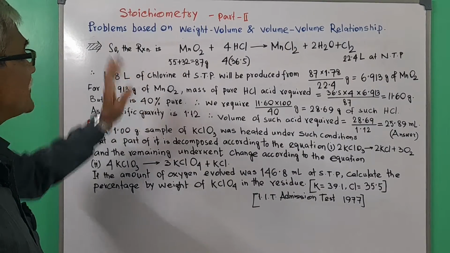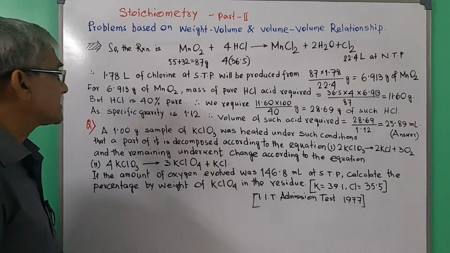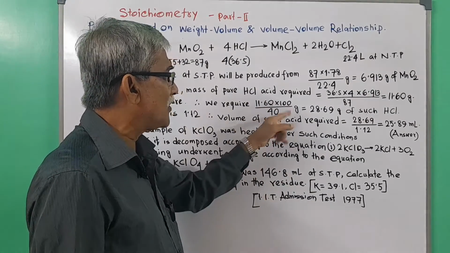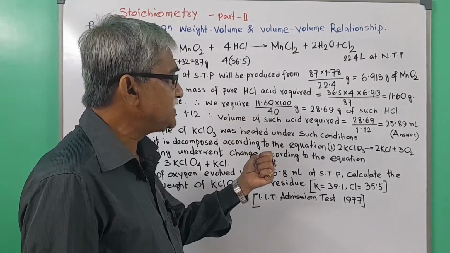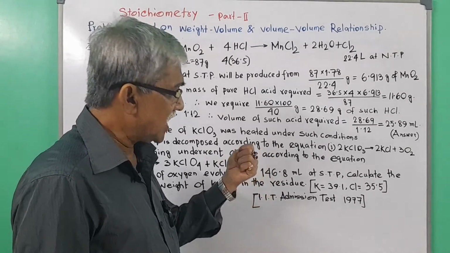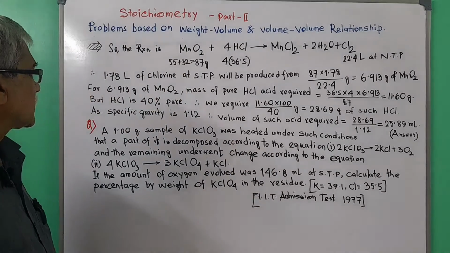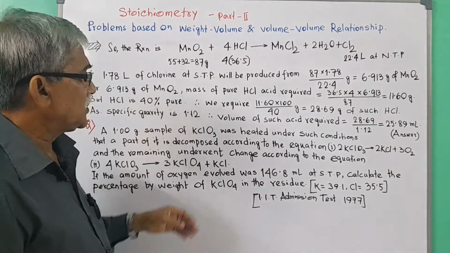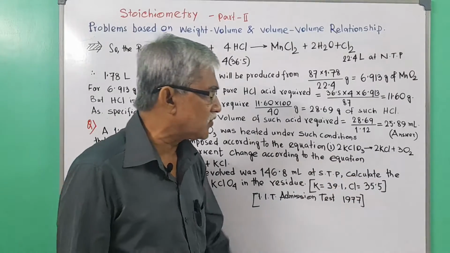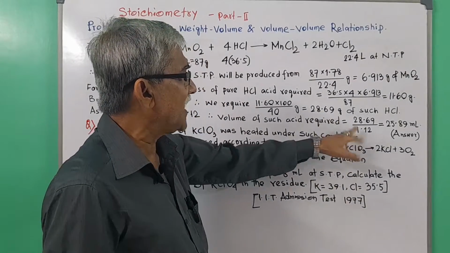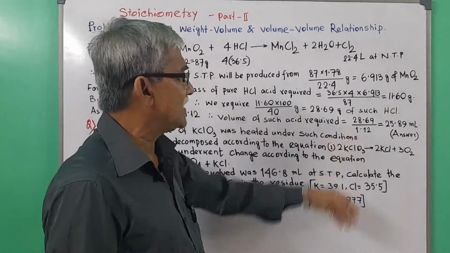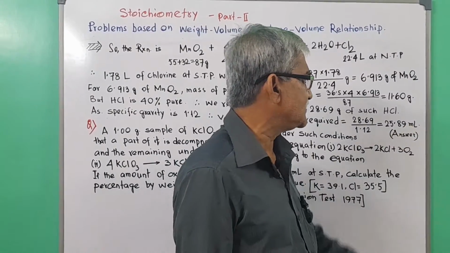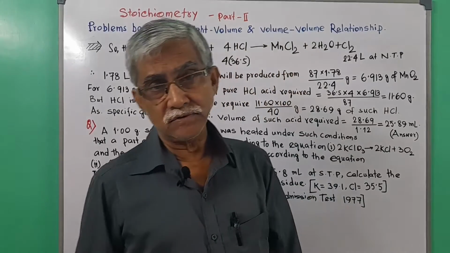But HCl is 40% pure, it is given in the question. That is, we require 11.60 into 100 by 40 gram, that is 28.69 gram of such HCl. Now, as the specific gravity of HCl is given 1.12, therefore the volume of such acid required will be 28.69 upon the specific gravity 1.12, and that amounts to 25.89 milliliter, and that is your answer.